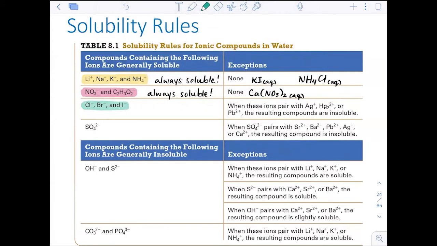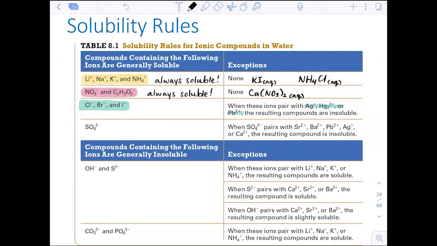Chloride, bromide, and iodide, Cl-, Br-, and I- are most of the time soluble. They are insoluble when they are paired over here with the resulting cations, silver, mercury, or lead. When we have any of those anions paired with silver, mercury, or lead, the resulting compound is insoluble.